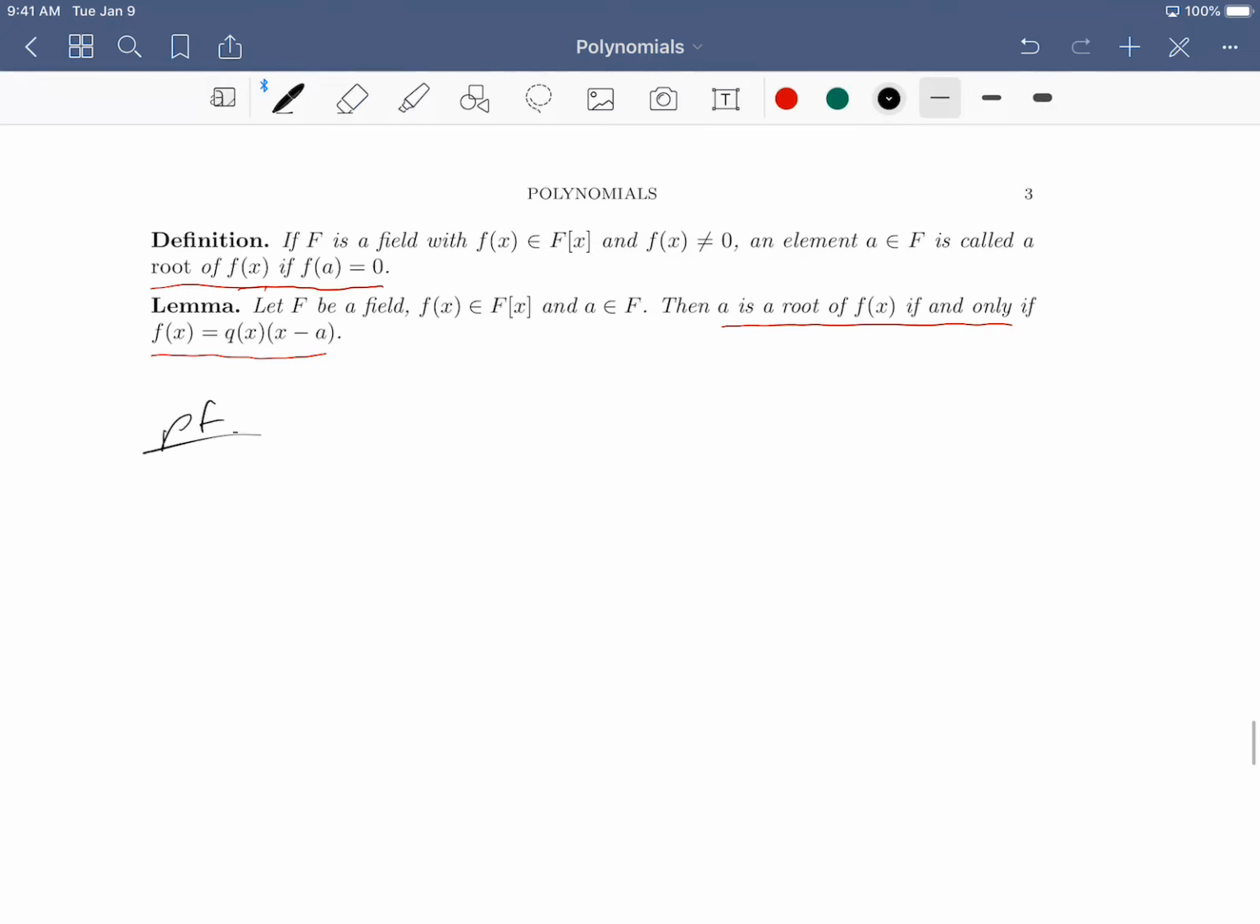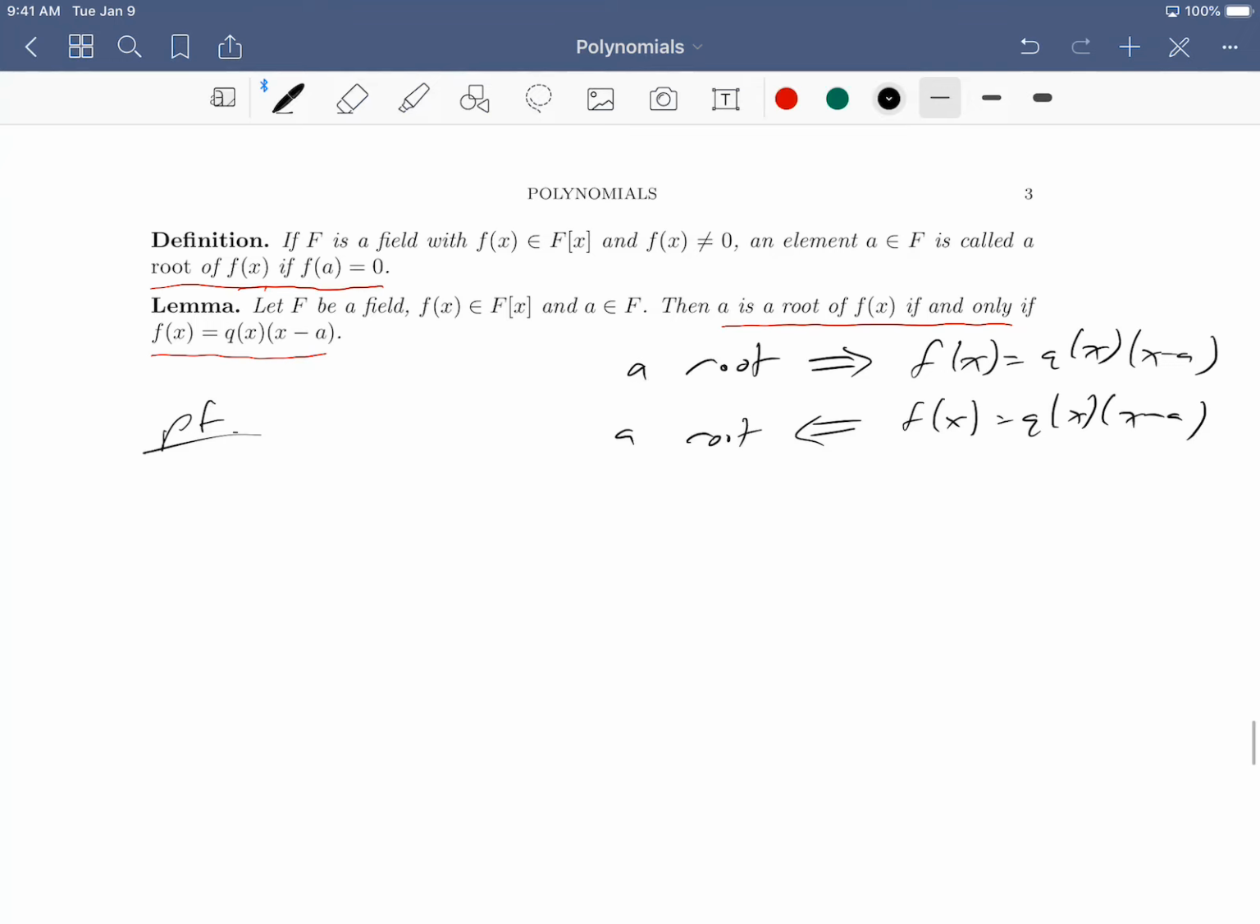So that means there are two directions. This says if a is a root, then f of x equals q of x times x minus a. And then it also says the opposite direction: if f of x equals q of x times x minus a, then a is a root of the polynomial. We're going to prove these two statements, and I'm going to notate them with the little forward arrow or backward arrow so we remember what we're proving.